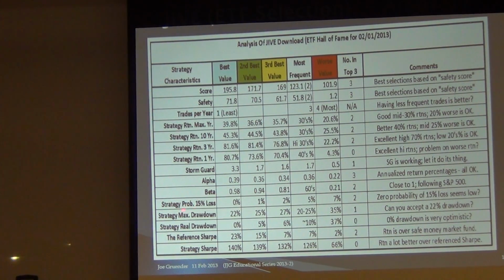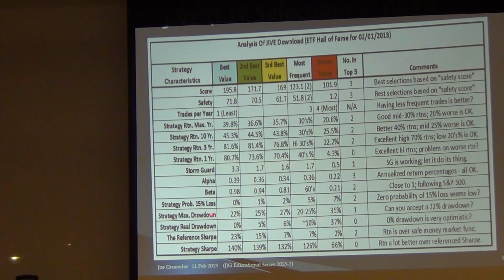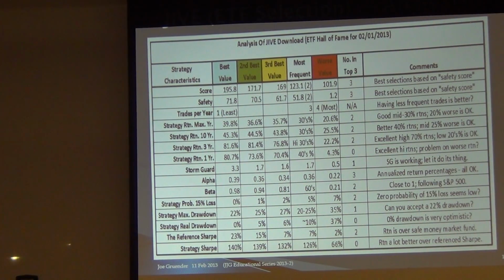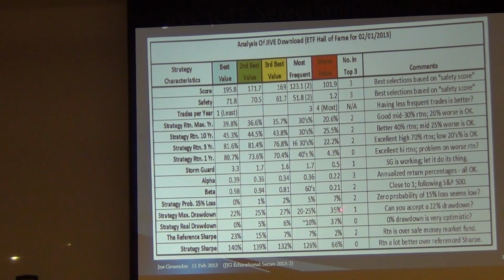Also, strategy max drawdown, the best is 22%. So the question is, can you handle a 22% drawdown in your strategy? Of course, that's better than the S&P, which is about 55%, but still, it's quite a drawdown. The worst drawdown was 35%. The real strategy, real drawdown was 0% up to 37%. Once again, we might hear tonight how 0% drawdowns might be unrealistic.